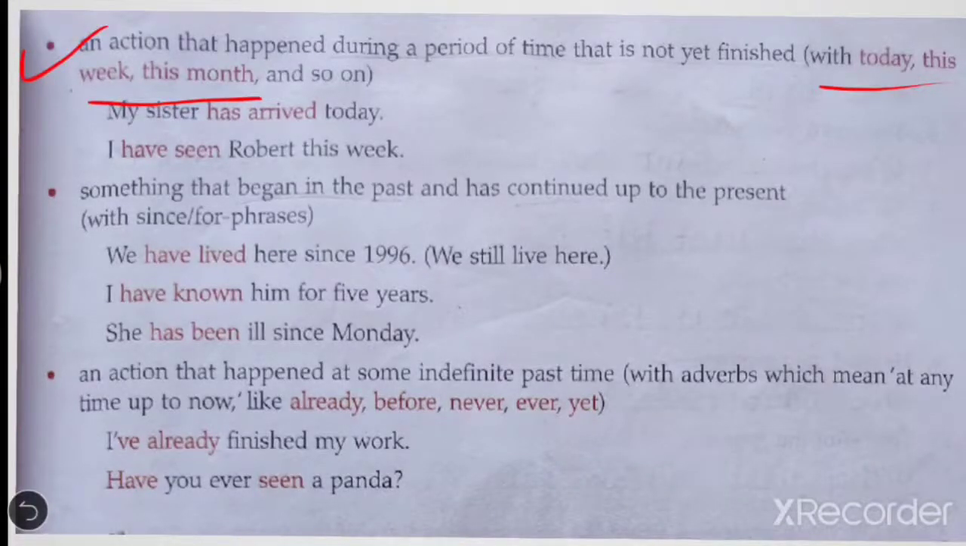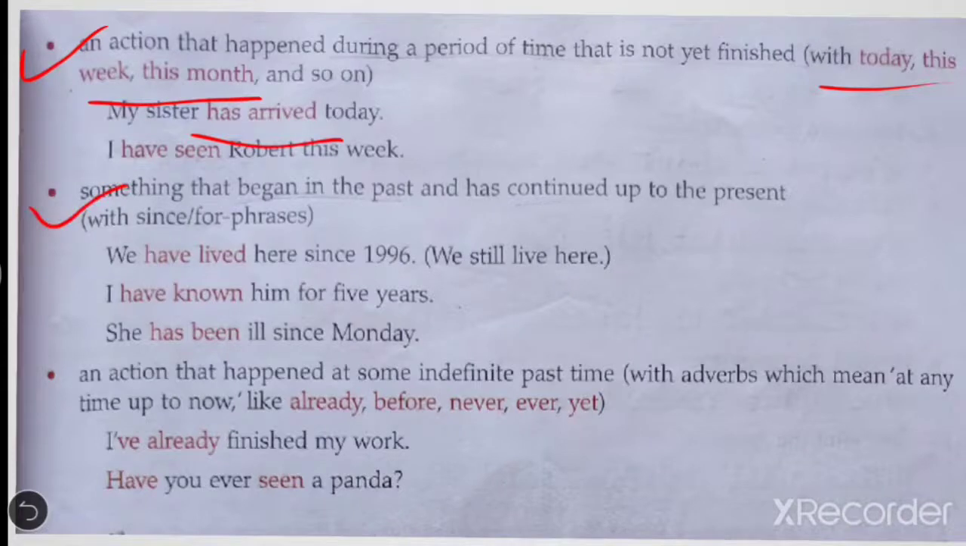Look here, my sister has arrived today. Has arrived. The action happened, and while speaking, the action is not yet finished. Today she arrived and she is at our home. I have seen Robert this week. So, for an action in a period that is not finished yet, this month, this week, today, when this type of word comes, that time you have to use present perfect tense.